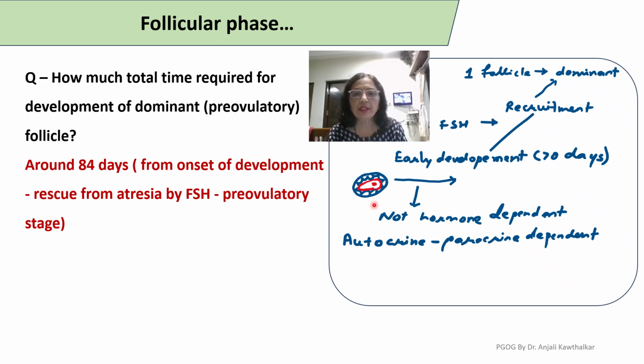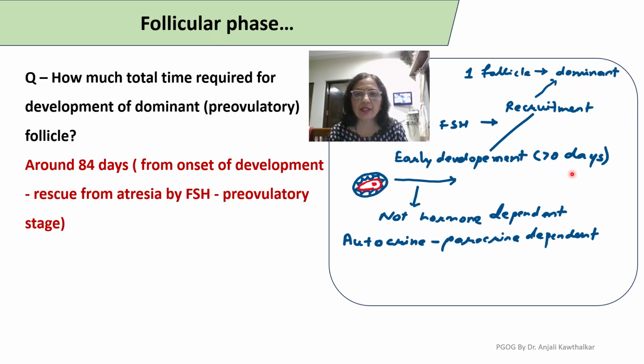Here, as you can see, this is the primordial follicle, single layer of granulosa cell which is surrounding the oocyte. Early development takes place up to 70 days. And this early development is not hormone dependent, it is autocrine, paracrine dependent. So early development is of 70 days.